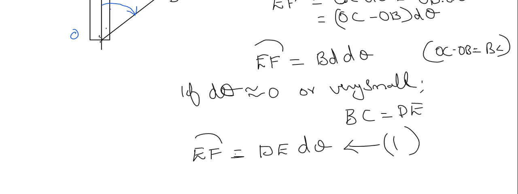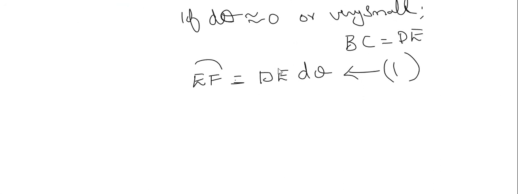Okay, I made a mistake. This is BC, not BD. This is BC. Here it is written BC d theta. So EF will be equal to DE d theta.